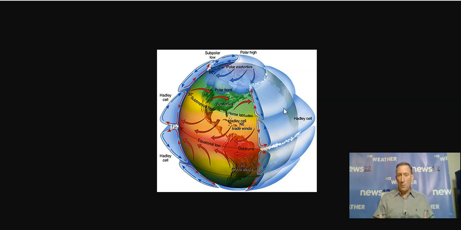I know it sounds kind of weird, but 30 degrees north, where the subtropical high is, that's also typically where you have the lighter winds. So generally where you have convergence, you have stronger winds. Where you have divergence, you have weaker winds.